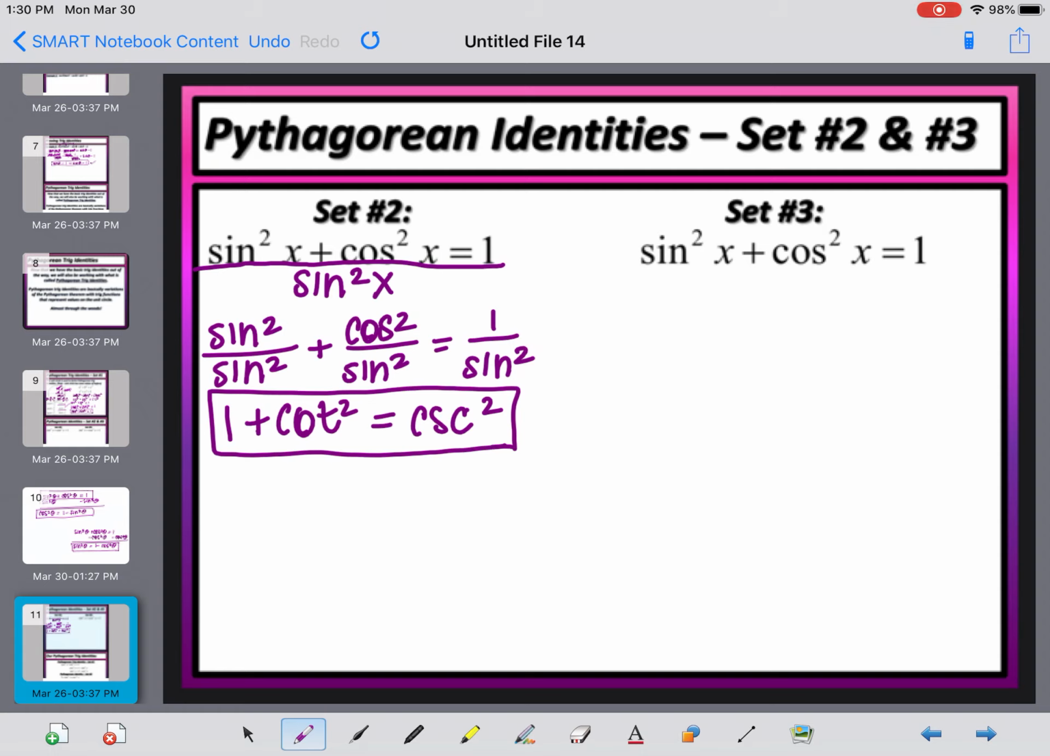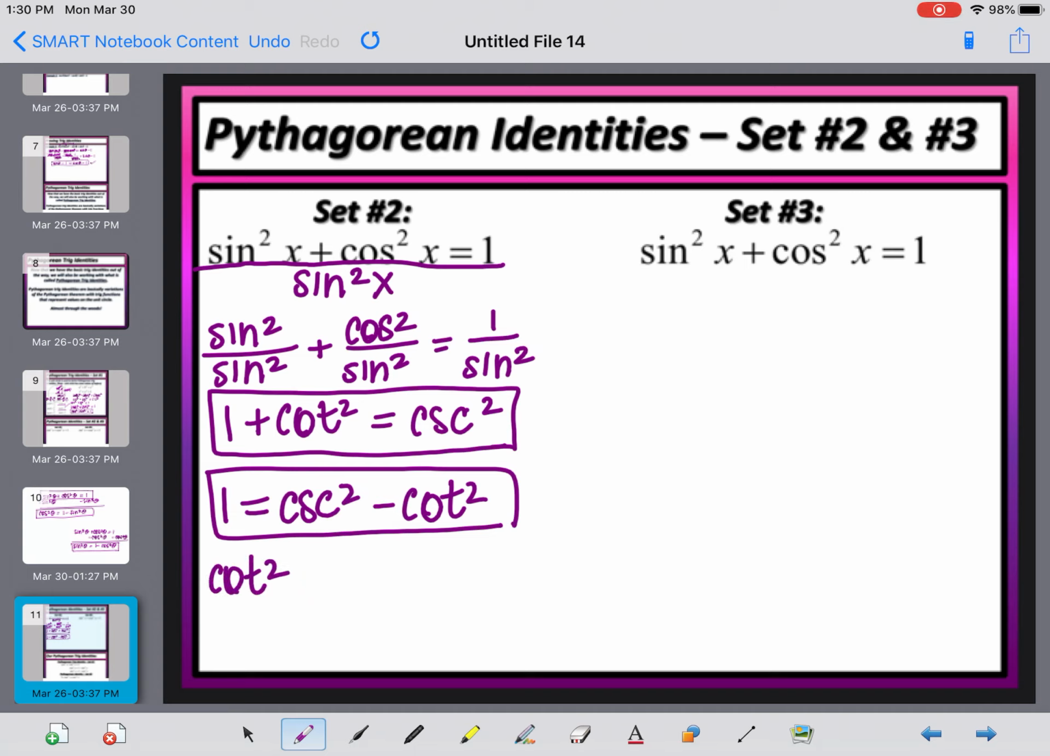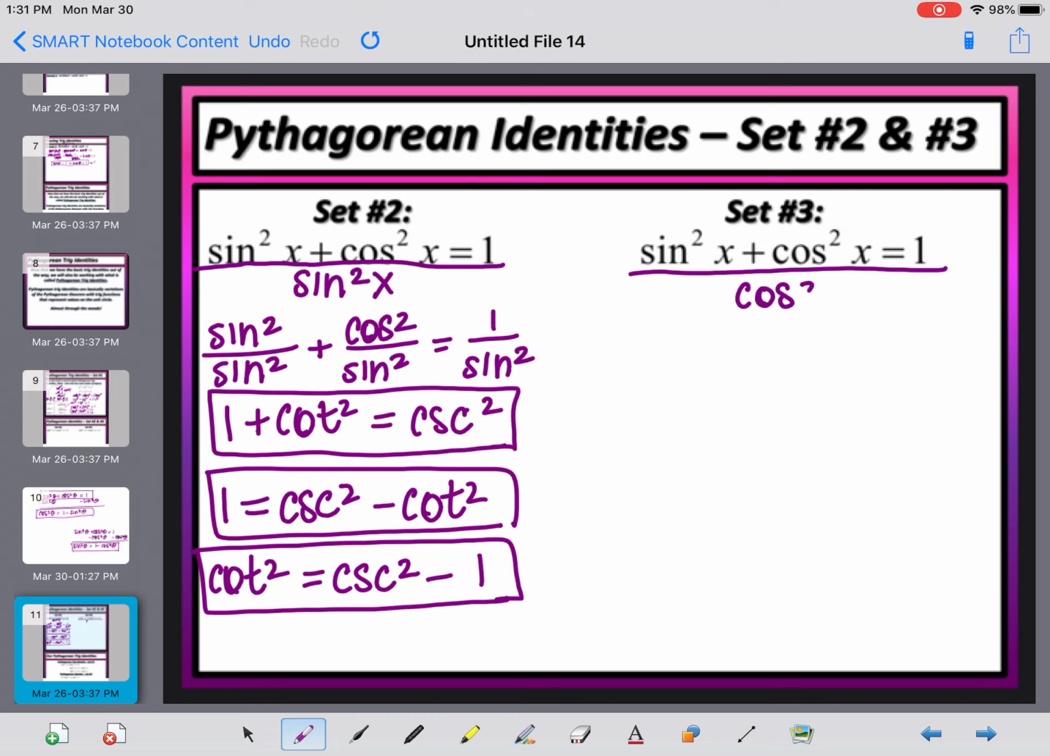And again, just like we did in the last one, we could just rearrange these and get 2 more equations. So if I subtracted cotangent squared to the other side, I would have 1 equals cosecant squared minus cotangent squared. Or I could subtract 1 to the other side and have cotangent squared equals cosecant squared minus 1. So again, pause your video, add these 3 equations to your formula sheet. And now we'll do the last one.